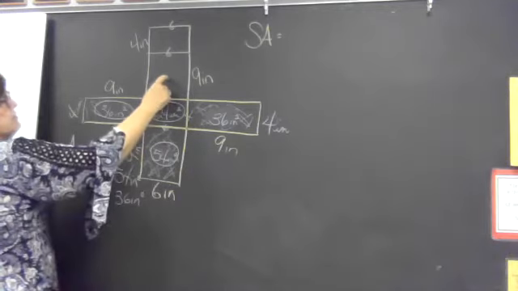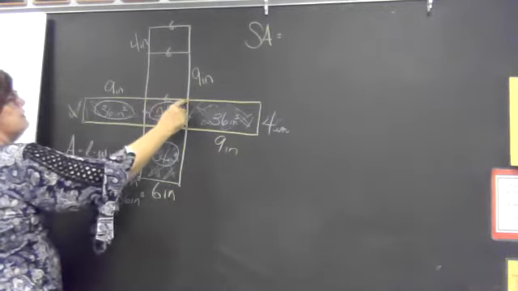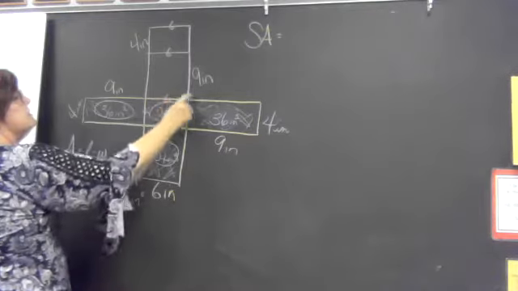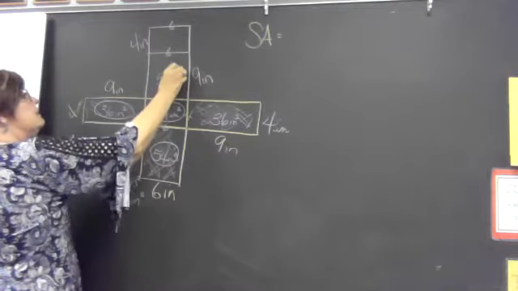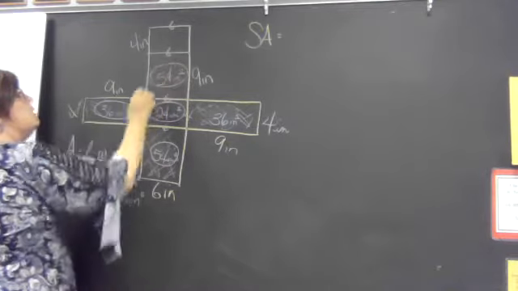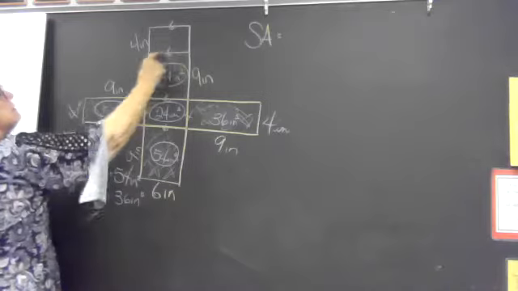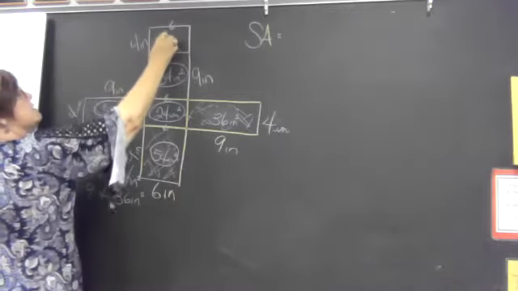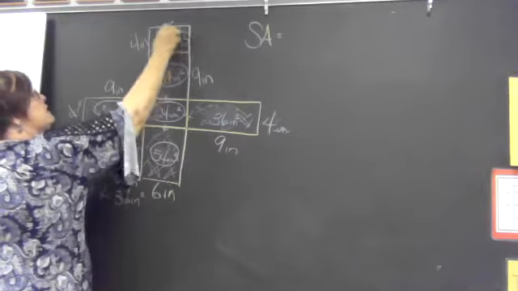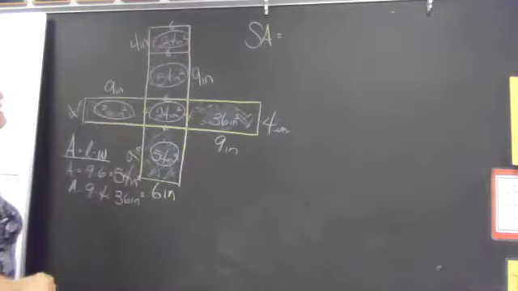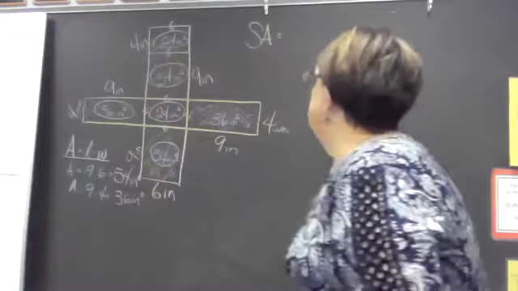And then I'm ready for this one. Here's the width, here's the length. 6 times 9 is 54 inches squared. And one more. 6 times 4 is 24 inches squared. Then when you have all of the areas of all the different pieces, we simply add them together.